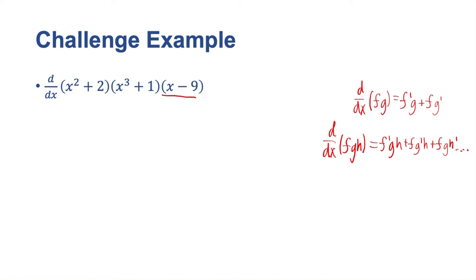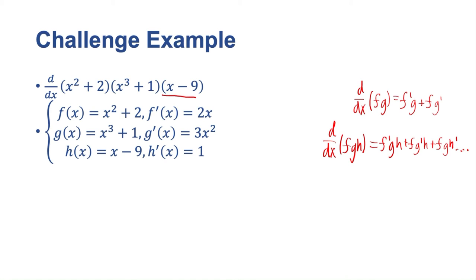All right, but let's try this example here. So I'm going to make my table. It's going to come in handy a lot now. So we'll have f of x, this is going to be g of x, and that is going to be h of x. So f of x is equal to x squared plus 2. And through the power rule, my derivative of f is going to be 2x. And then g of x is going to be x cubed plus 1, and then g prime, through the power rule, is going to be 3x squared.